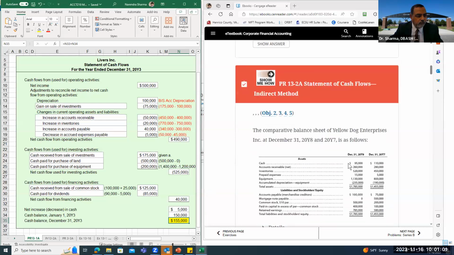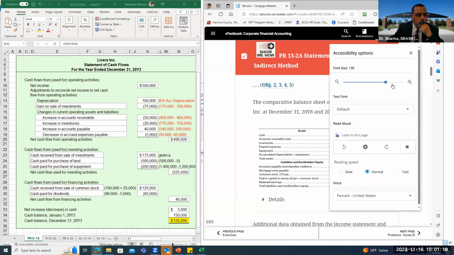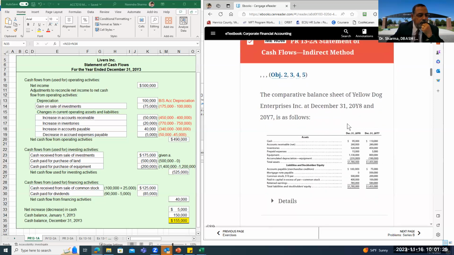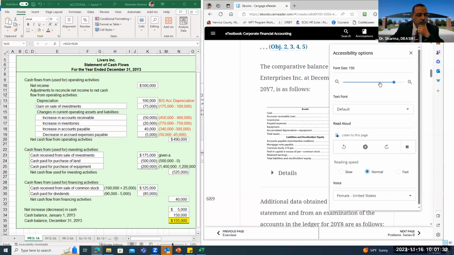Okay, so we're looking at problem 13.2a. We can just read the problem, the comparative balance sheets. Again, here in this case, we are given the comparative balance sheets. Did I increase too much? Okay. All right, the comparative balance sheet of Yellow Dog Enterprises, I think I increased a little bit.